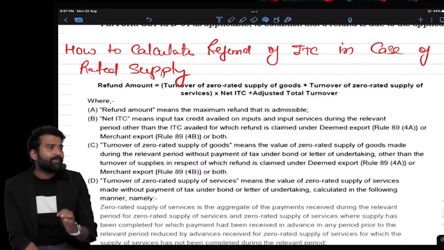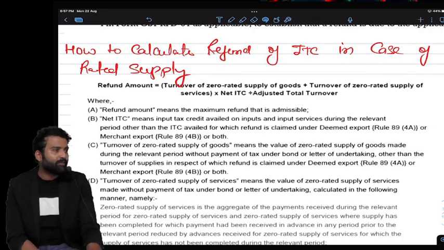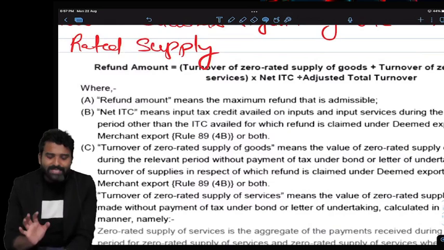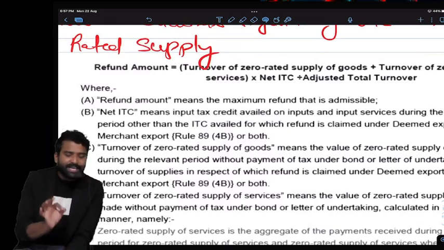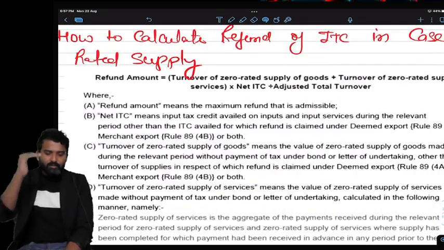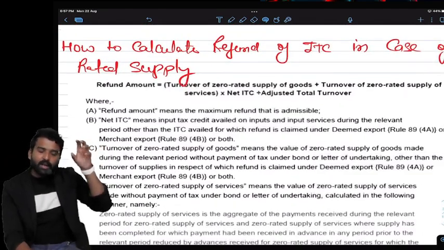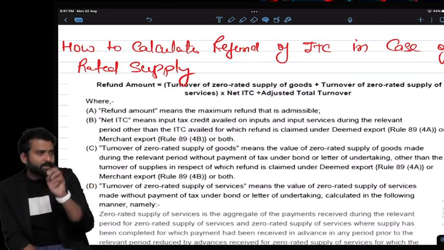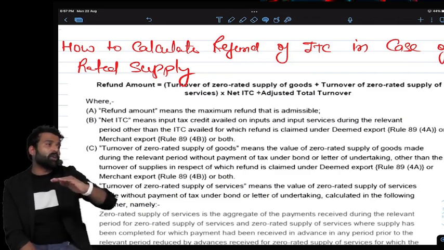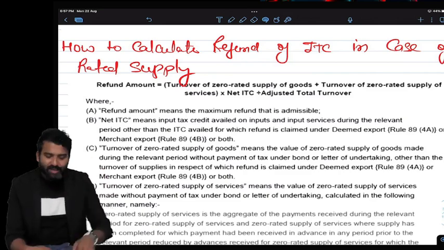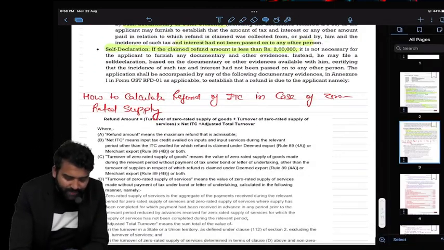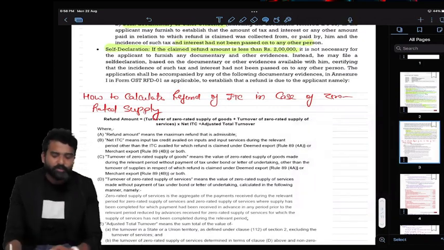So now we have to look at the formula, and formula is very simple. How much is the maximum refund allowable in case of exporter? Look at the formula. In numerator, we are putting turnover of zero rated supply of goods plus zero rated supply of services. Divide by total turnover. You know why we are doing this? First, I have to give you the logic why we are doing this. Then I will explain you the formula.